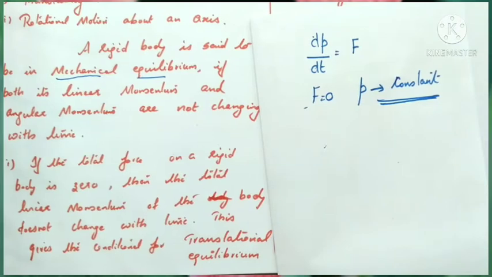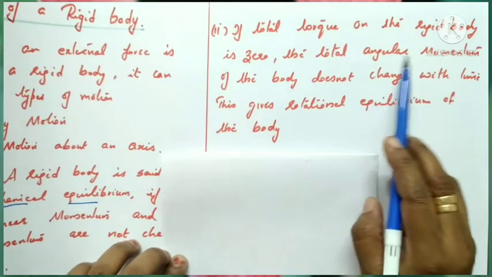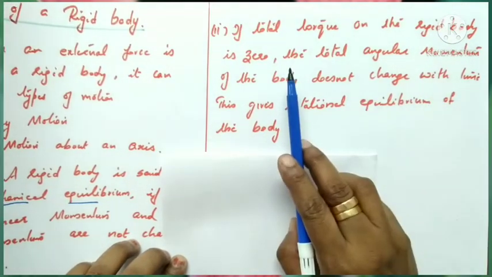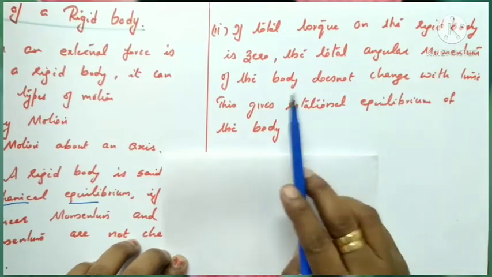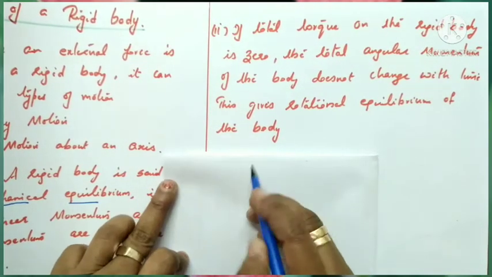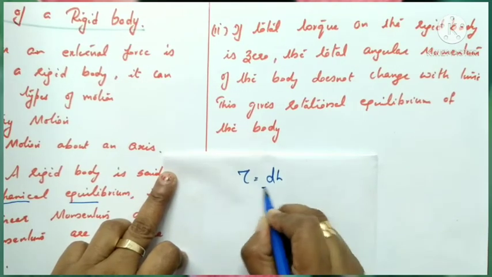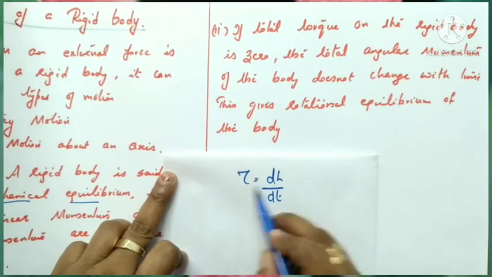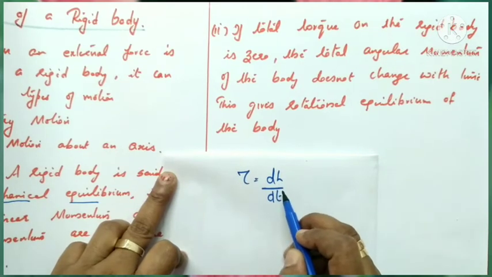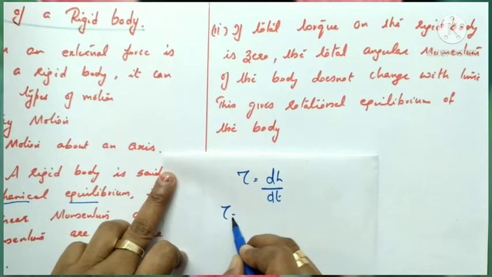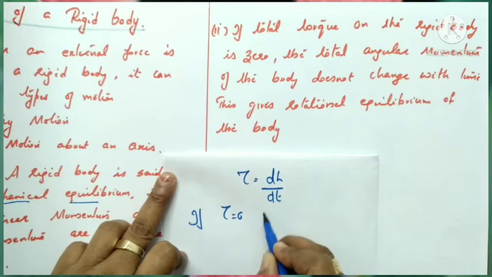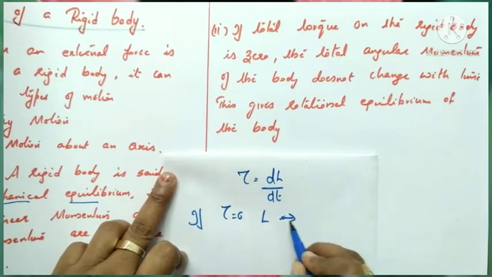Now, if total torque on the rigid body is 0, the total angular momentum of the body does not change with time. So, we know torque is given by tau equal to dL divided by dt. Tau is rate of change of angular momentum. If total torque is equal to 0, if torque tau equal to 0, what is L? L remains a constant.